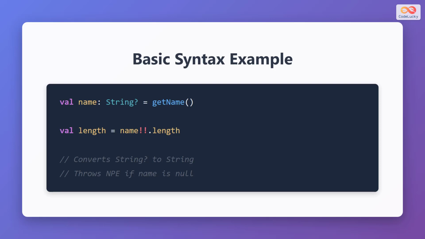Let's look at a basic example. Suppose we have a variable called name of type String?, which means it's nullable. We get this value from a function called getName. Now, if we want to access the length property, we can use the double exclamation mark operator like this: name!!.length. This converts the nullable string to a non-nullable string. However, if name is actually null, this will throw a NullPointerException at runtime.